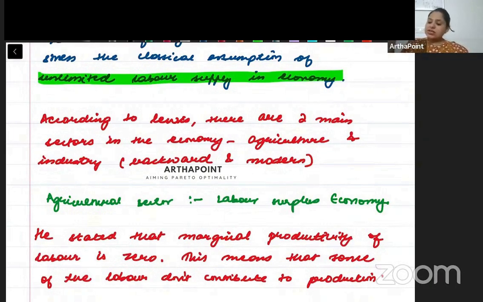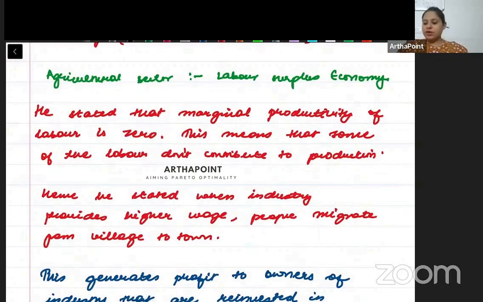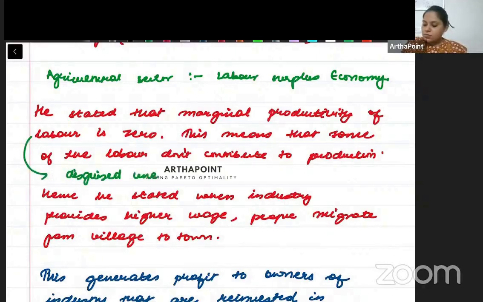Now what it said is that the marginal productivity of labor in the traditional sector is zero. That means if I remove one laborer, the output produced will be the same as before. So there is nothing which an additional laborer is adding in the agricultural sector. It is literally what we have as disguised unemployment. Some of the labor does not contribute at all to production.